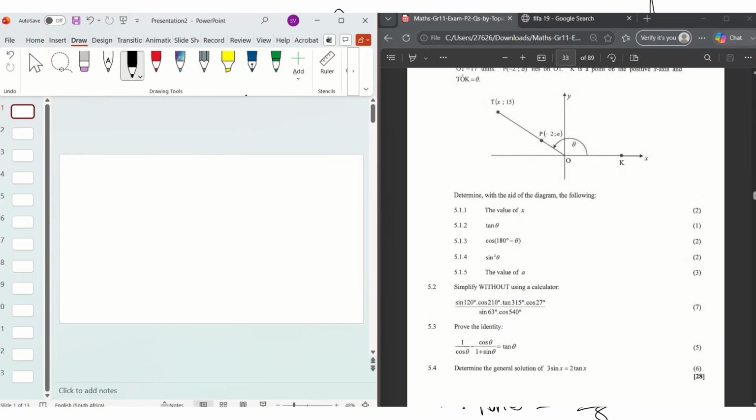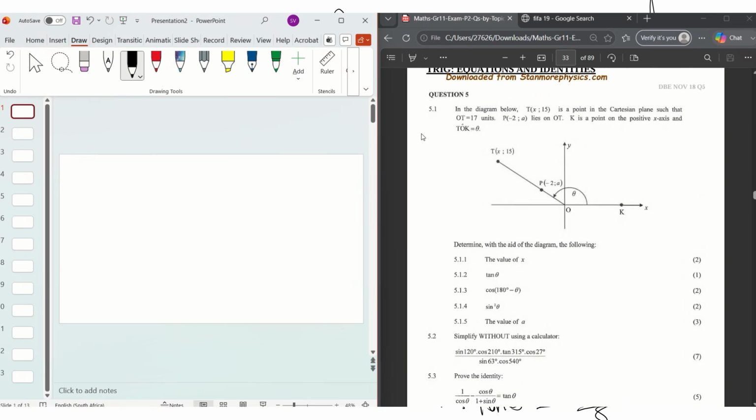Today we'll be dealing with trigonometry. We'll do this question that is on our right. Okay, so it's a question from November 2018. Now question 5, we've been given this diagram.